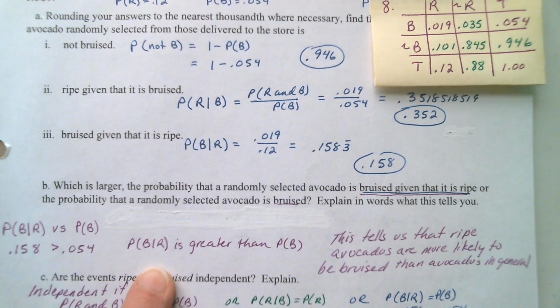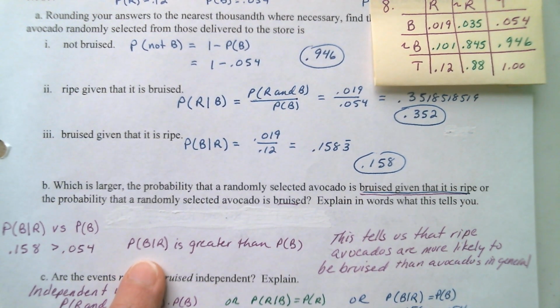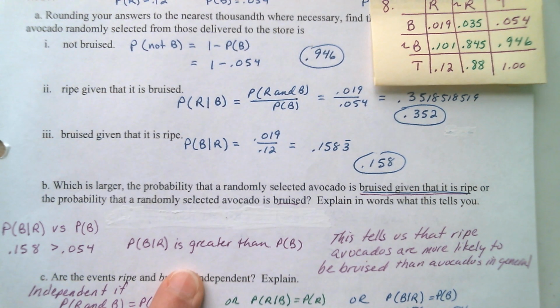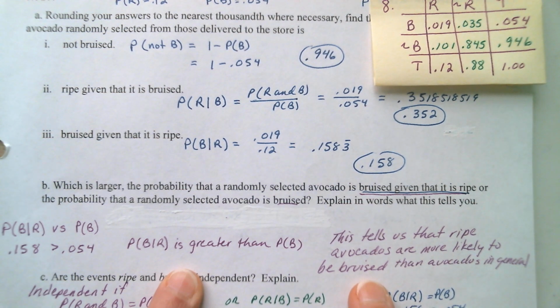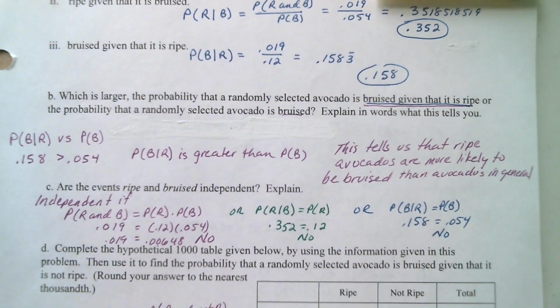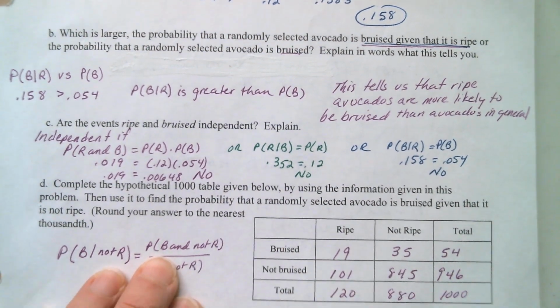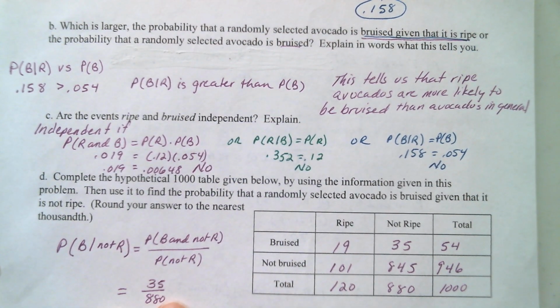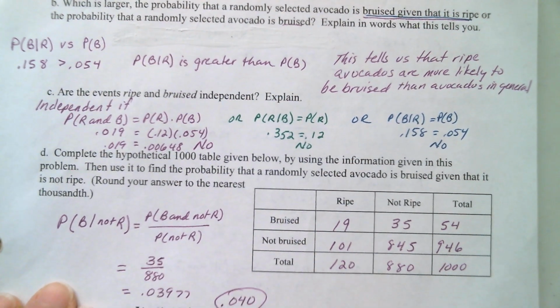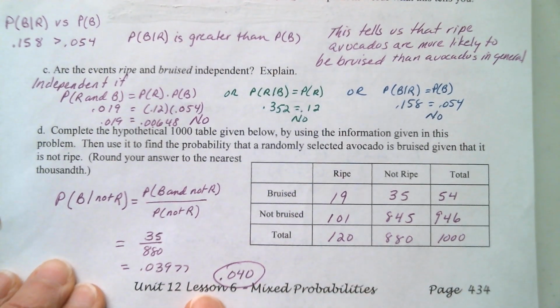Number 8B, the probability of bruised given ripe is greater than probability of bruised. This tells us that ripe avocados are more likely to be bruised than avocados in general. 8C, they are not independent. And D, the probability of bruised given not ripe is 0.040.